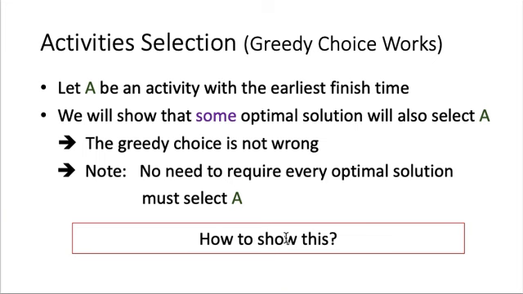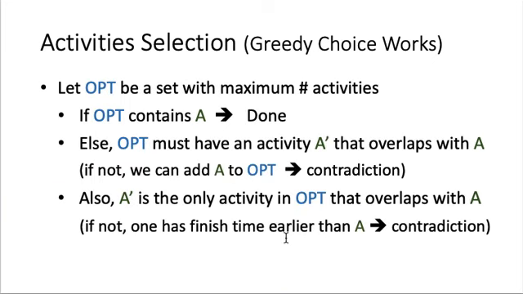Now how do we show this? Okay, so we don't know. So let's imagine that there is a certain optimal solution. Let's use OPT to represent it. So this optimal solution corresponds to a set of activities, and these activities have the maximum number and they are not overlapping in the duration time.